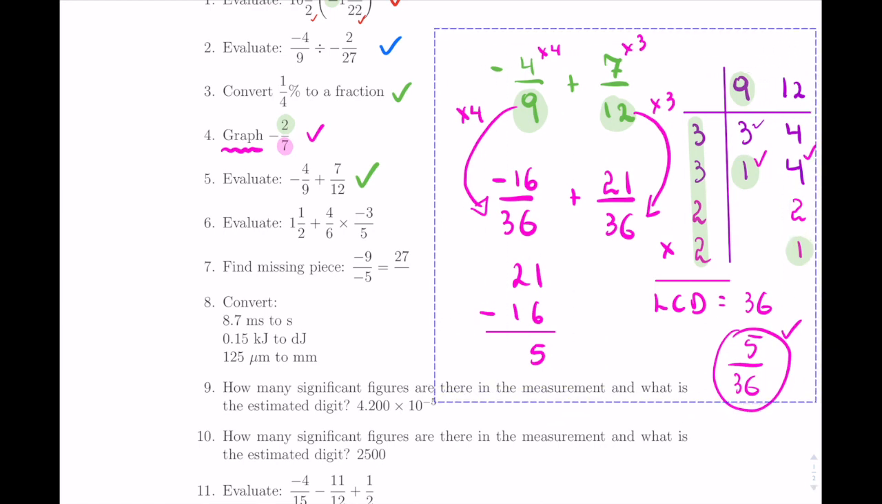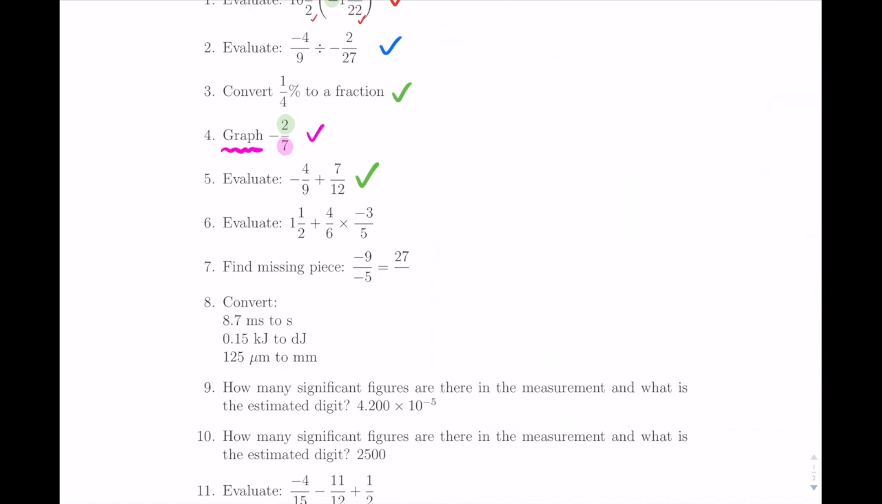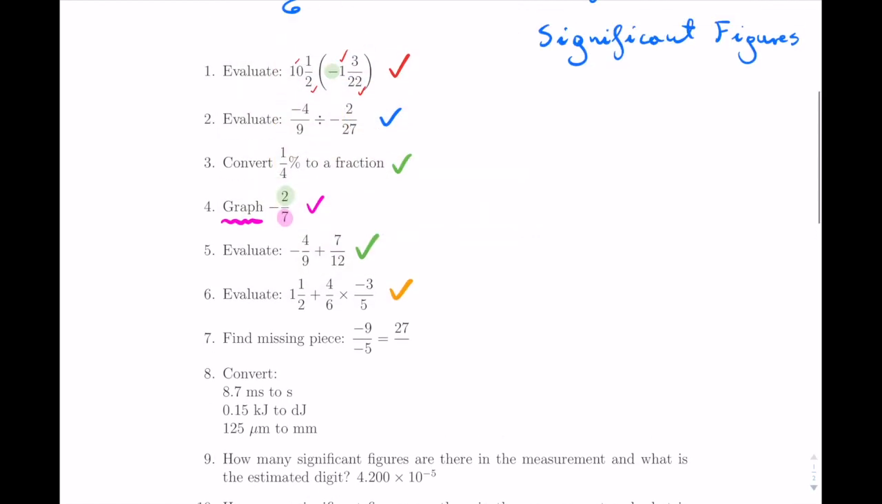All right, let's keep going here. Question number 6, I guess it's a little bit harder now. So we have 1 and 1/2 plus 4 over 6 times negative 3 over 5. Again, remember, when you're solving, I have an addition between these, so I have to first find out what the answer is to each of these terms, and then I can add.